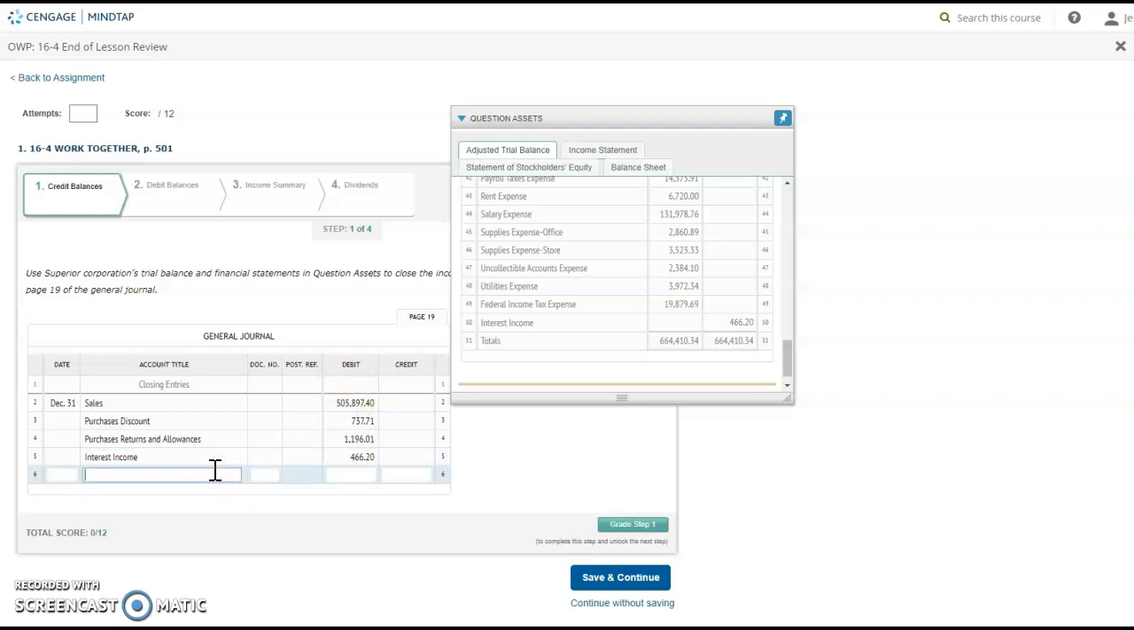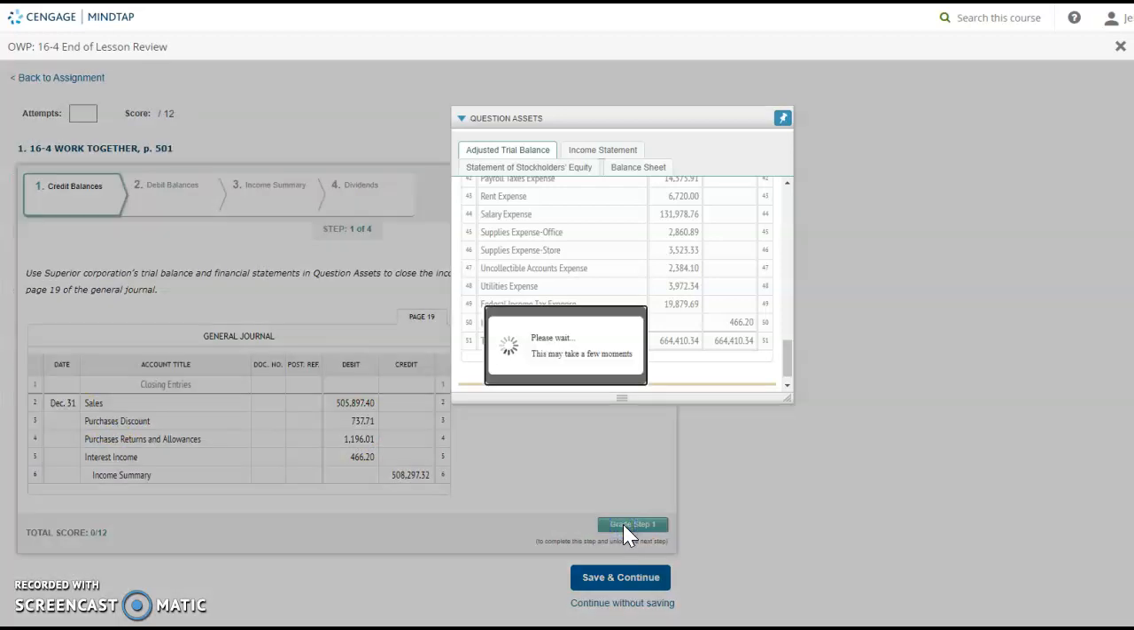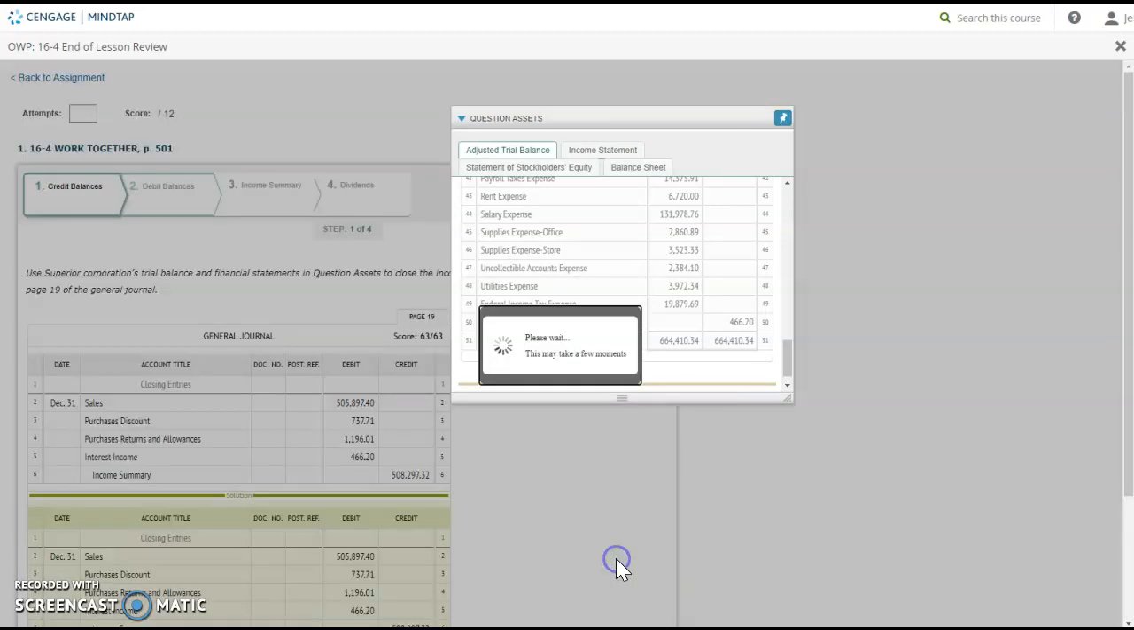Then we need to credit something. So we are going to credit our income summary account. We're going to add up. So get out your calculator. We're going to add those up. We should get 508,297.32. So this is my first closing entry. I'm going to grade step 1 and go to the next step.